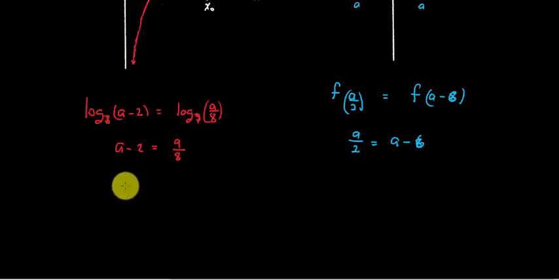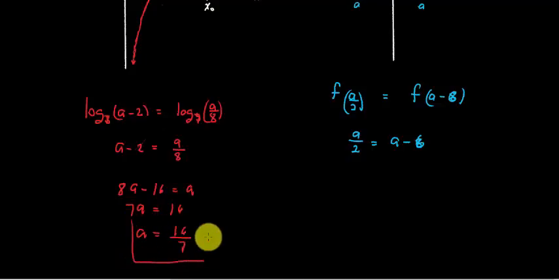This would give me 8a minus 16 is equal to a. Adding the 16 to this side, subtracting the a on this side, I would get 7a is equal to positive 16, and dividing, I would get a is equal to 16 over 7. And I can find that because I know these expressions have to be equal in order that the functions are equal with each other. Okay, so let's do another example.